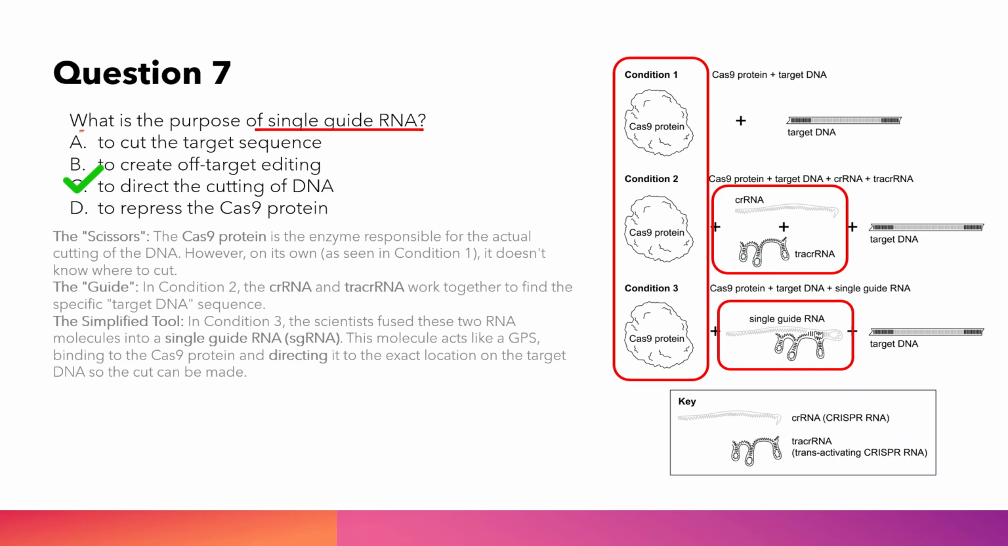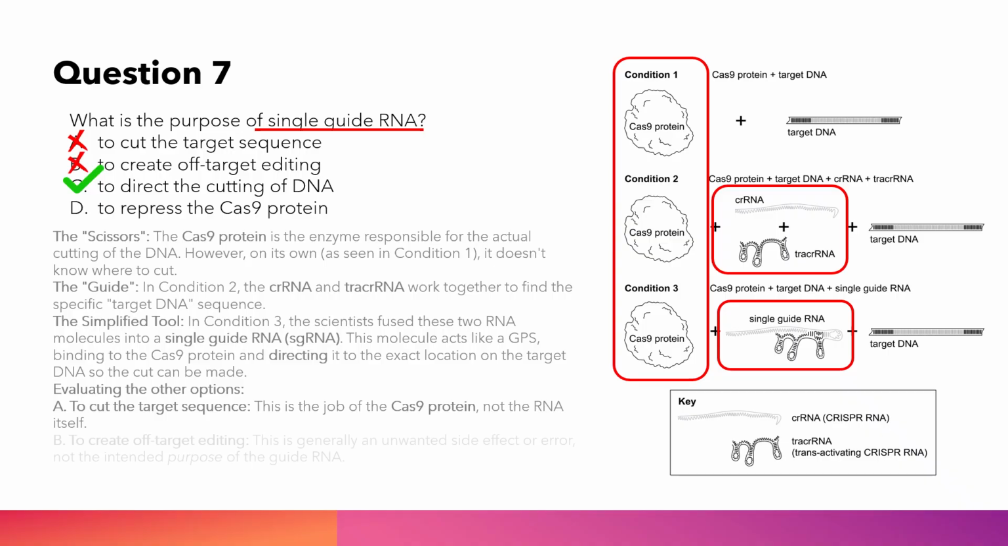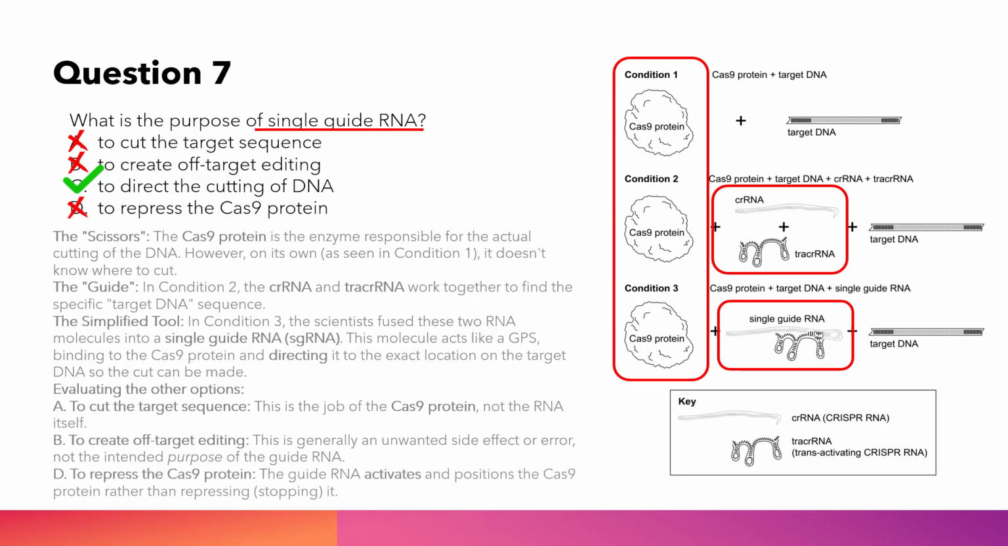Evaluating the other options. A, to cut the target sequence: this is the job of the Cas9 protein, not the RNA itself. B, to create off-target editing: this is generally an unwanted side effect or error, not the intended purpose of the guide RNA. D, to repress the Cas9 protein: the guide RNA activates and positions the Cas9 protein rather than repressing or stopping it.